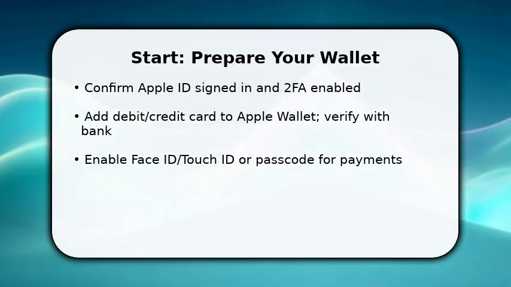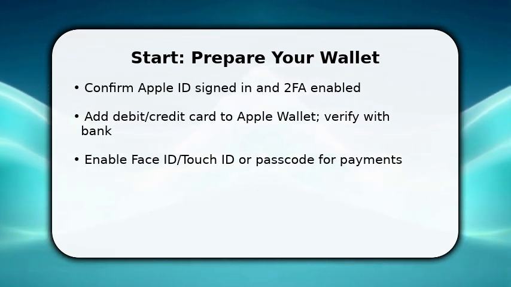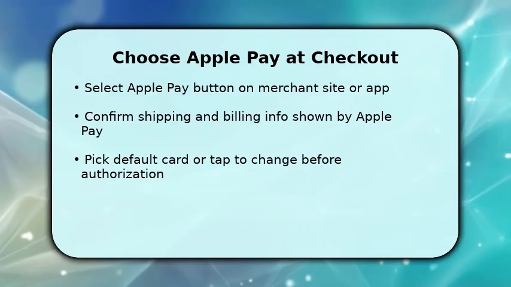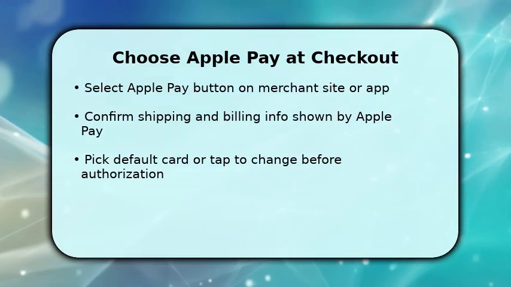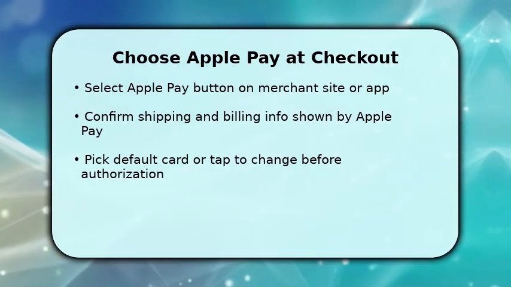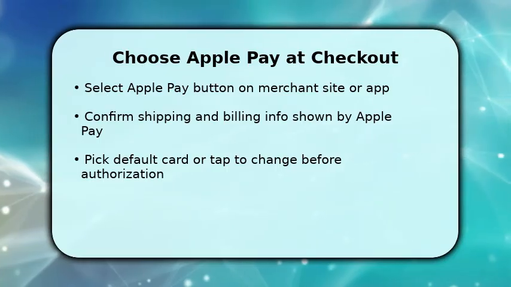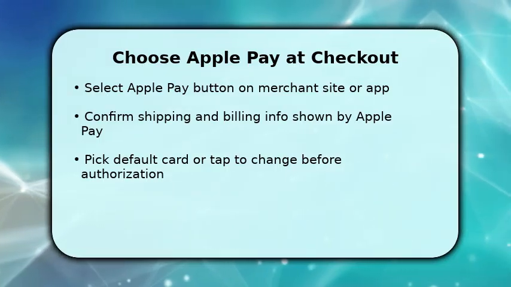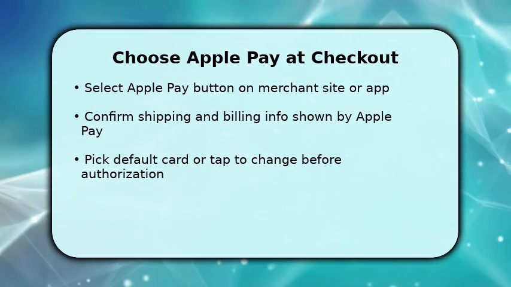These steps let websites and apps detect Apple Pay and present it as a payment option when you proceed to checkout. When you reach checkout, choose the Apple Pay button. The sheet appears and shows shipping, billing, and the selected card. You can change the shipping address or card here, tap the card area to pick a different one, then verify the shipping method. Once details look right, authorize the payment with Face ID, Touch ID, or your passcode.